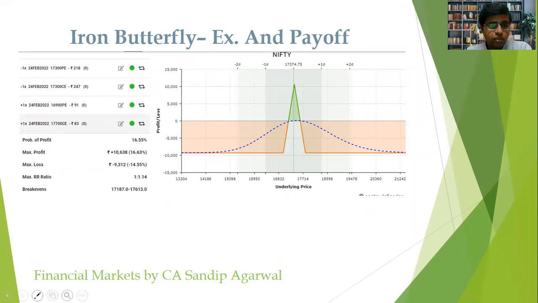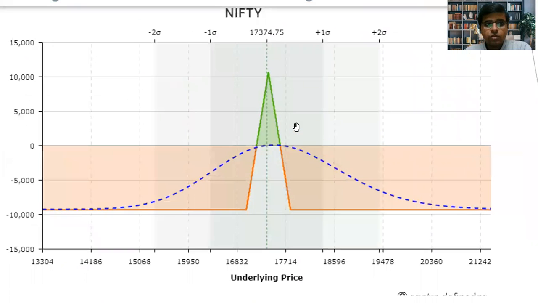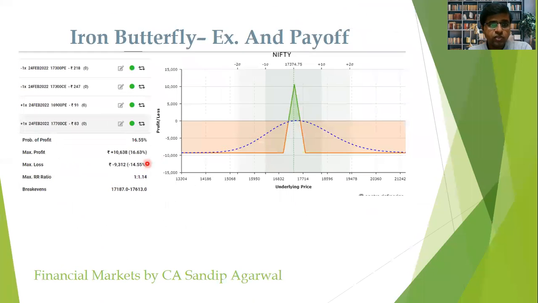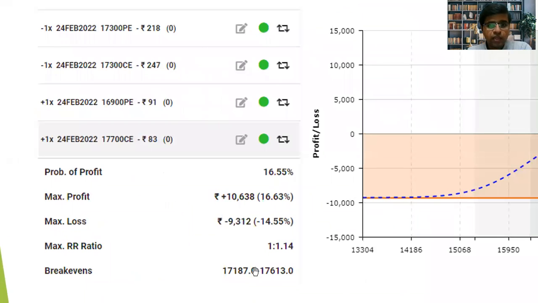And we can also see the payoff graph. Yeah, so you can see the payoff graph as well. Irrespective of the Nifty moving even to 13,300 or even to 21,000, your loss is always capped to 9,800. And this is the profitable range. See, the break-even levels have been defined. So you make a profit only in case the Nifty ends in a range of 17,187 to 17,613 during the Feb expiry contract.